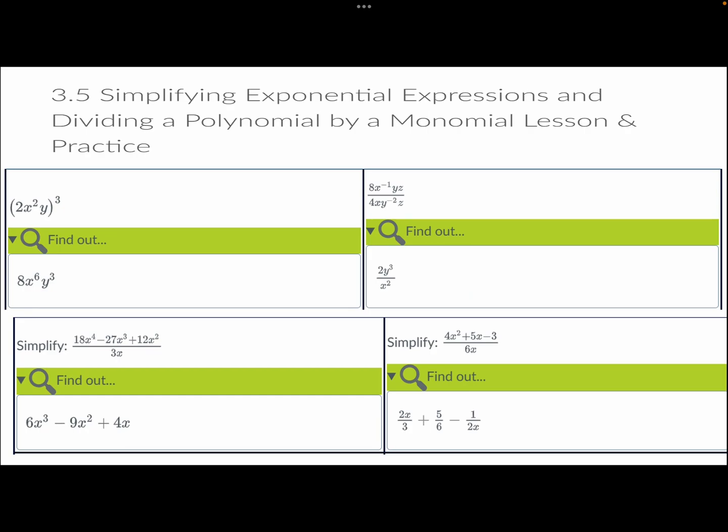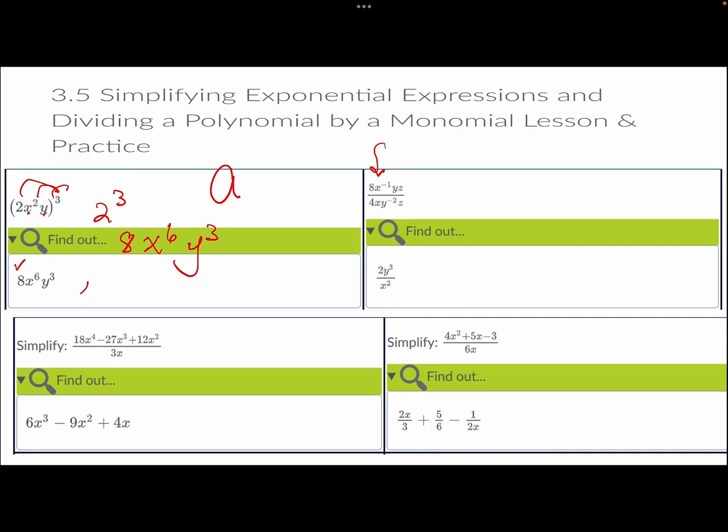Simplifying expressions and dividing a polynomial by a monomial. This is the practice at the bottom there. If you don't know how to use these examples, what you're going to do is maybe on your notebook paper, just try these. And then once you hit find out, it shows you what it is. So in this first one, you would have 2 to the 3rd, which is 8. And then you have 2x to the 2nd to the 3rd, which is x to the 6th, y to the 3rd. Right?